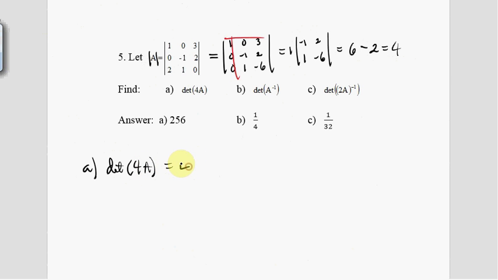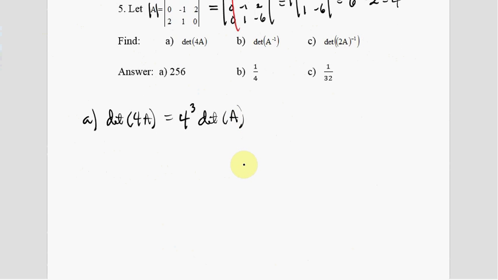Now part A, it says the determinant of 4 times A. This is equal to 4 to the 3rd times the determinant of A. This was, I believe, section 2.2. There's a theorem that says that if you have a common number that's multiplied to each term in the matrix, if it's a 3 by 3, then it's that common number raised to the 3rd power. If it's a 4 by 4, it'll be 4 to the 4th power. If it was a 2 by 2, it'll be 4 times 2. Right?